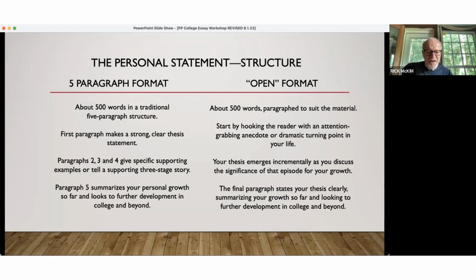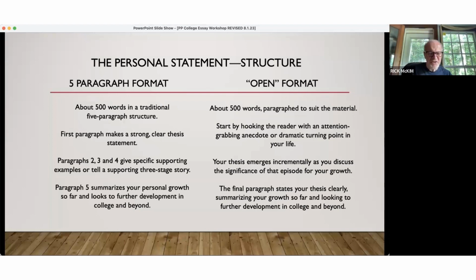Now, organizing. There are 2 formats here that we've laid out. One is a standard traditional 5-paragraph format, for people who aren't too comfortable writing in the first place, or people who have an organized mind and like to lay things out in a traditionally organized way. Again, about 500 words is your sweet spot.